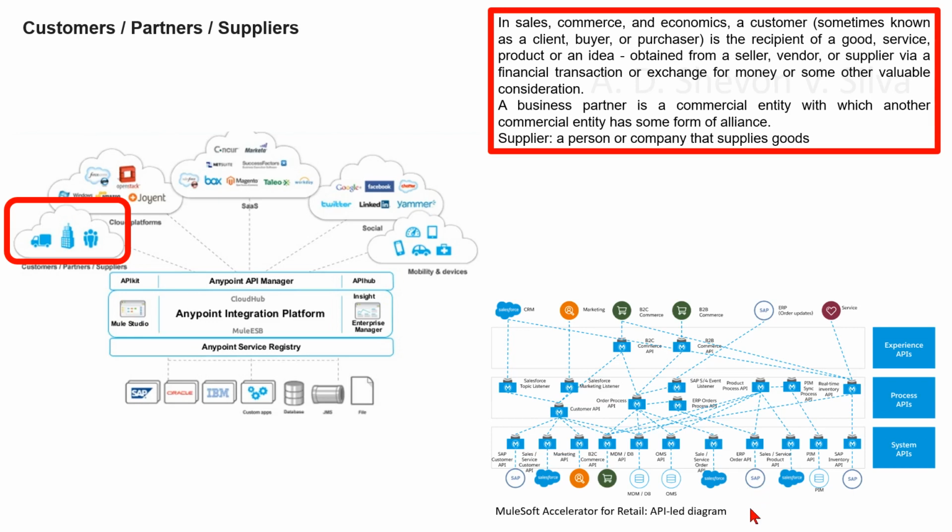Accelerator SAP S4 HANA Product Availability System API. The SAP S4 HANA Product Availability System API fetches product availability from SAP S4 HANA system. It allows you to fetch product availability.